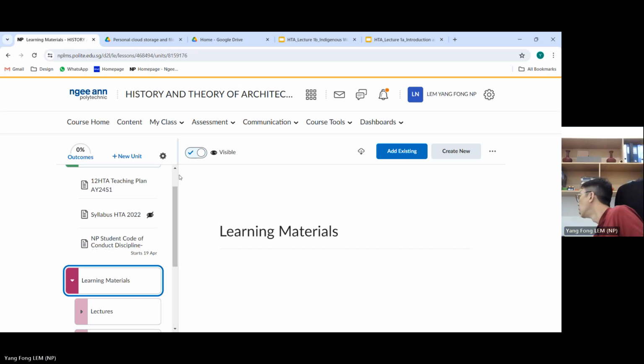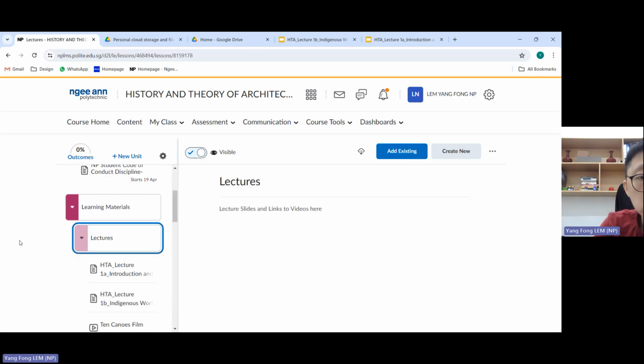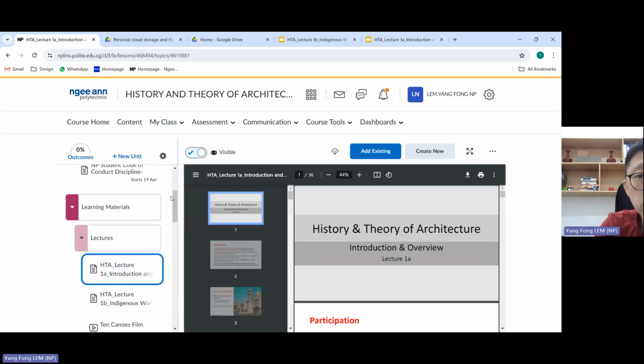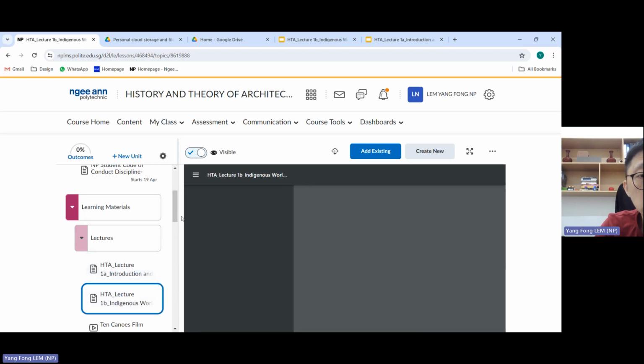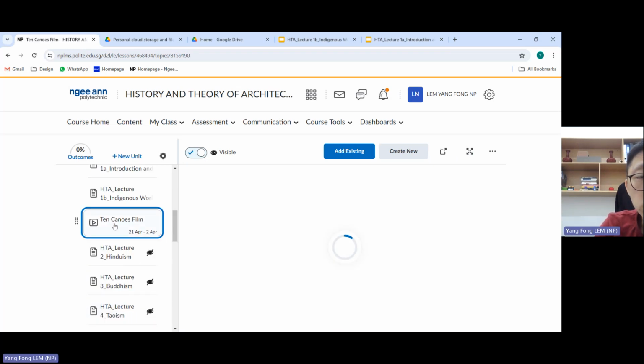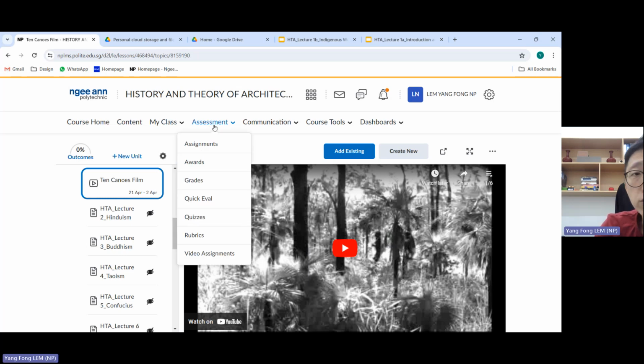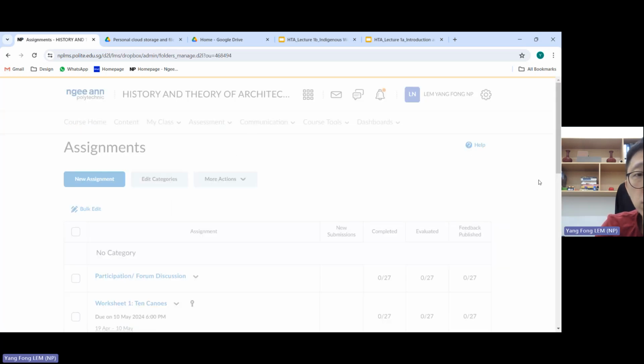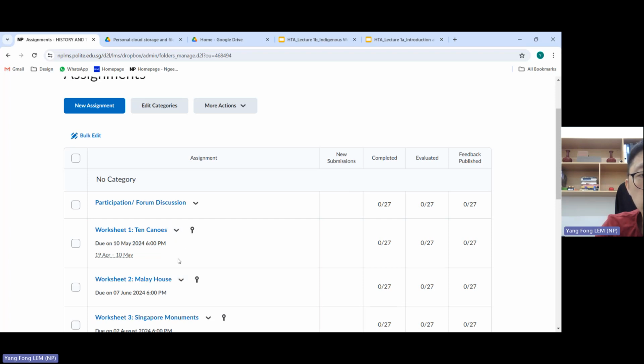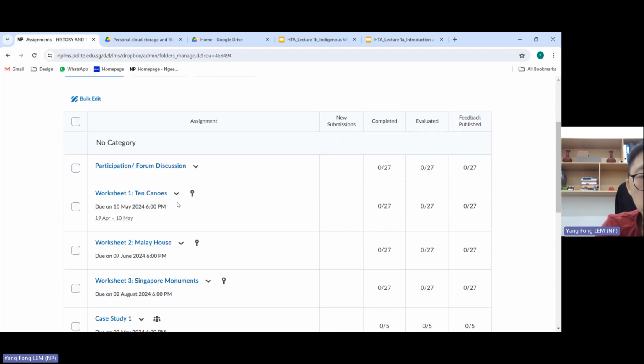You can find both slides under learning materials. Under learning materials, go to lectures. They should be visible for you already. Lecture 1A and 1B. Then this is where you view the 10 canoes film. Sorry, it's actually part 1, MP4 file. If you go to assignments, you can download the brief for worksheet 1 and 2 already, 10 canoes and Malay House. So you can download, read it through.